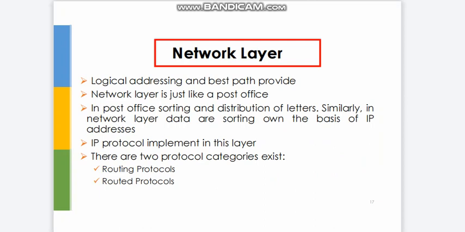Next is network layer. Logical addressing and best path selection are provided. The network layer is just like a post office. In a post office, letters are sorted and distributed. Similarly, in the network layer, data are sorted on the basis of IP addresses. The IP protocol is implemented in this layer. There are two protocol categories. Number one is routing protocols. Number two is routed protocols.